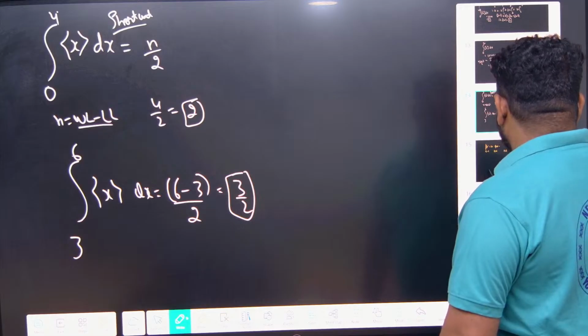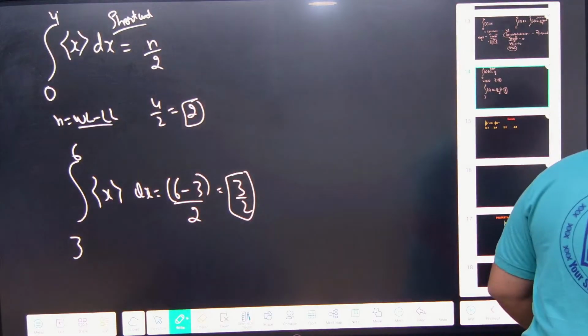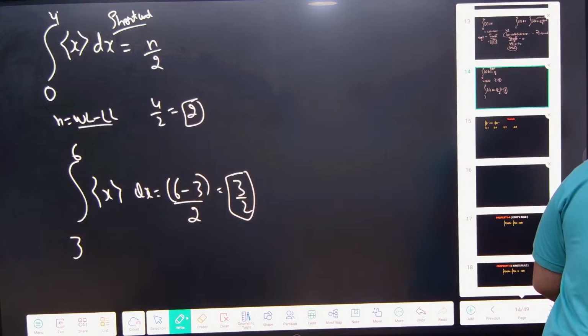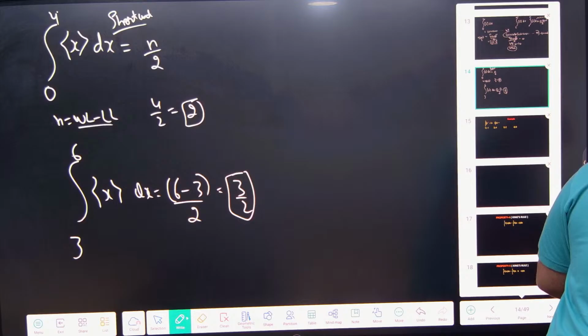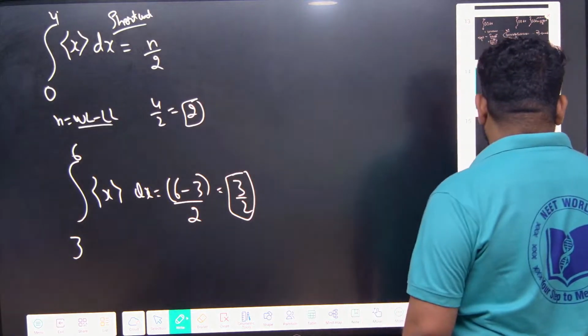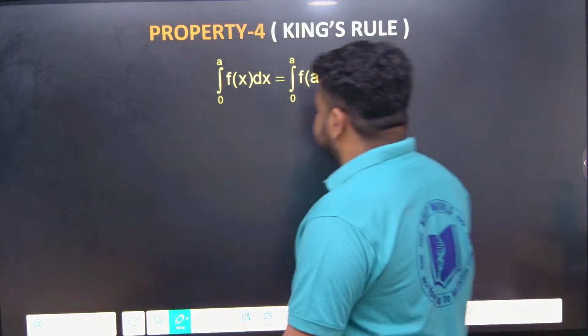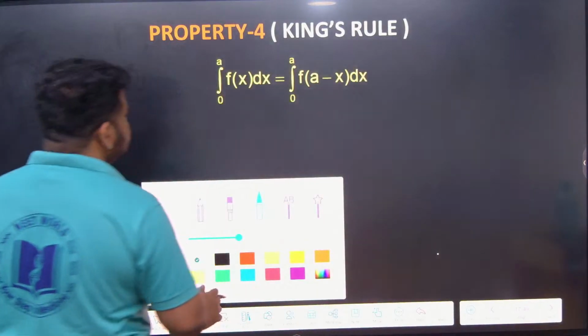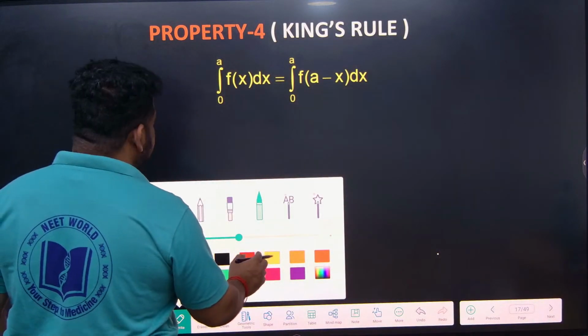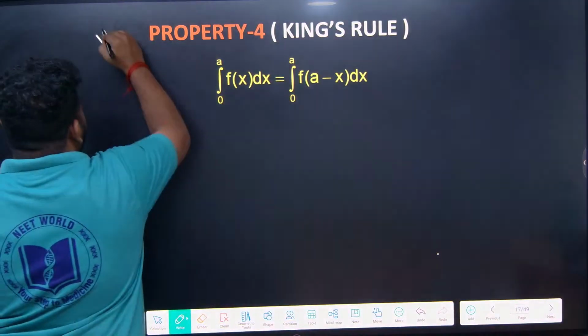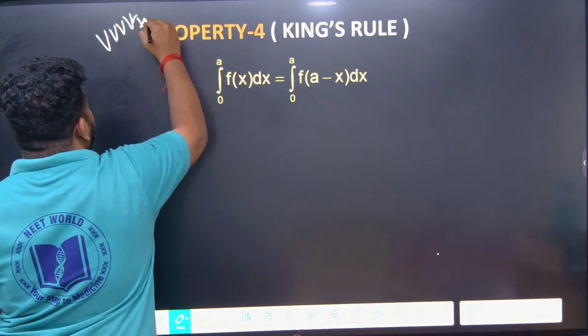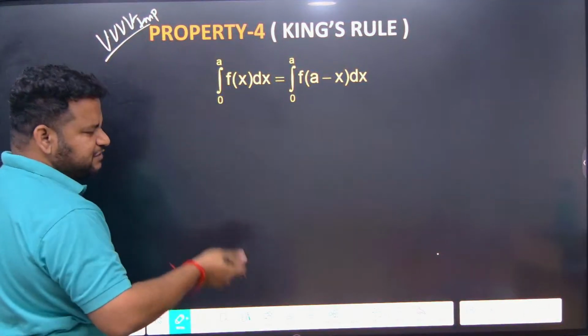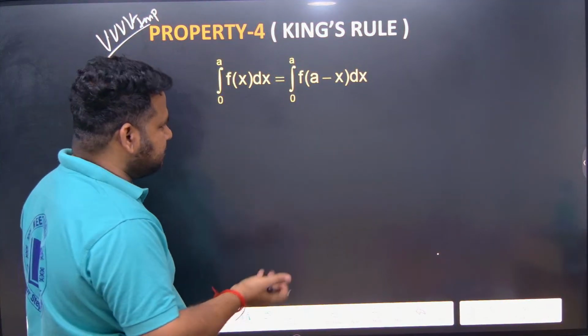Now let us proceed further. Now I will tell you one very important property, that is called King's rule. This is property number 4, highly important. Property 5 is also called King's rule. We can use it as King's rule only.